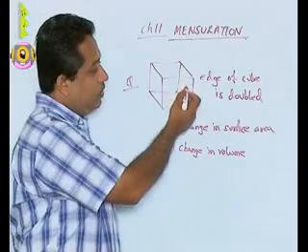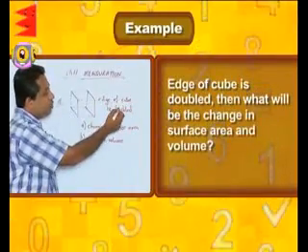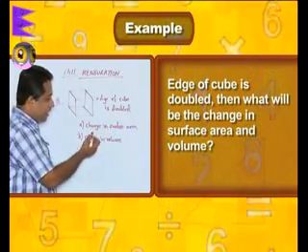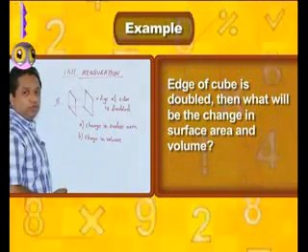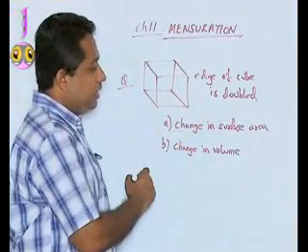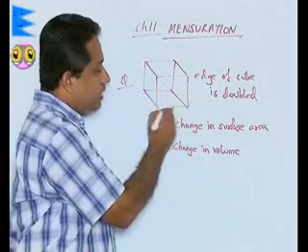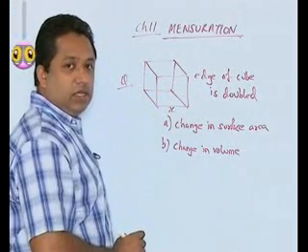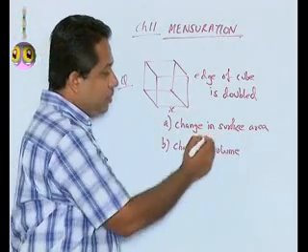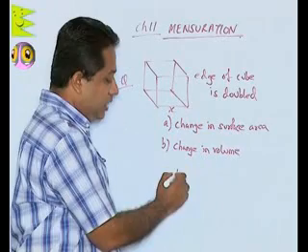This is a cube and the question says the edge of a cube is doubled. Then what will be the change in surface area and what will be the change in volume? So this is the side of the cube. Let's say the side of the cube is x at the moment, and when it is doubled it will become 2x. Now what happens to the surface area? Let's look at the first part.